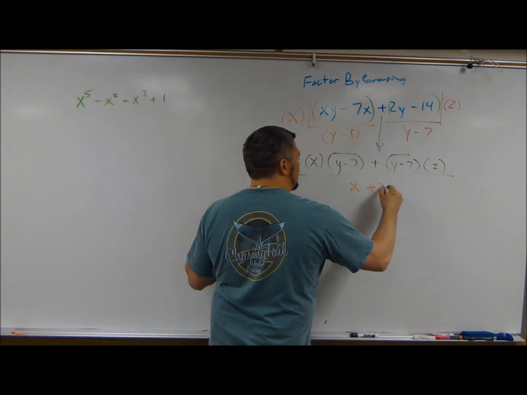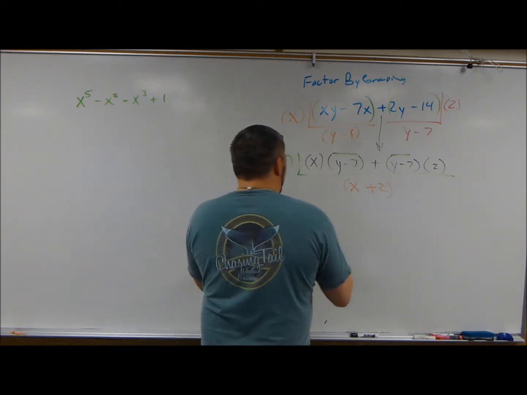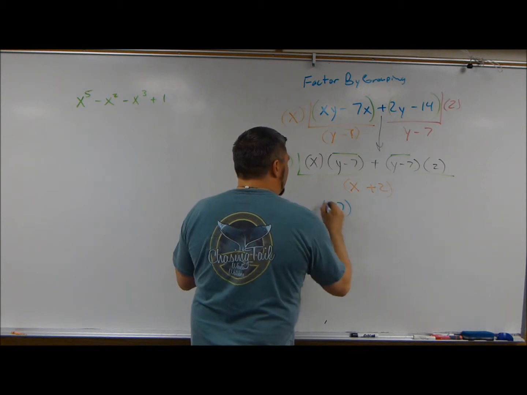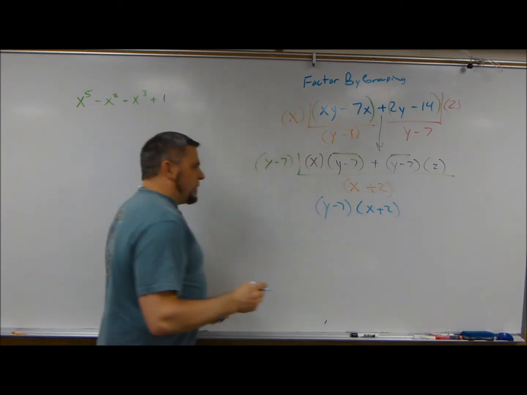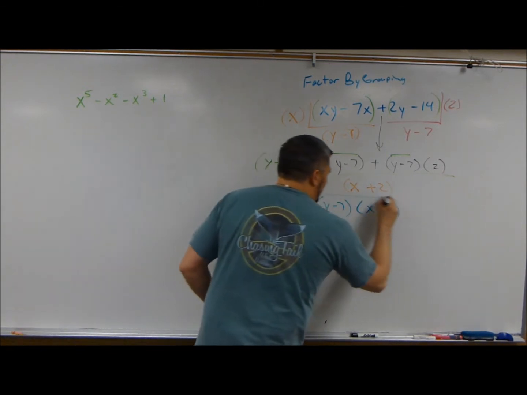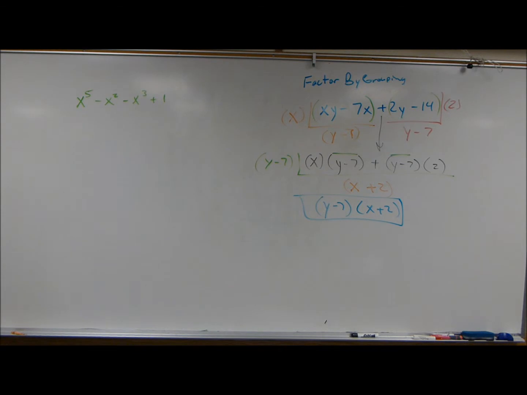X plus 2. And so now I just rewrite them again: y minus 7 times x plus 2. And I'm done. They're factored. And that's factored by grouping.